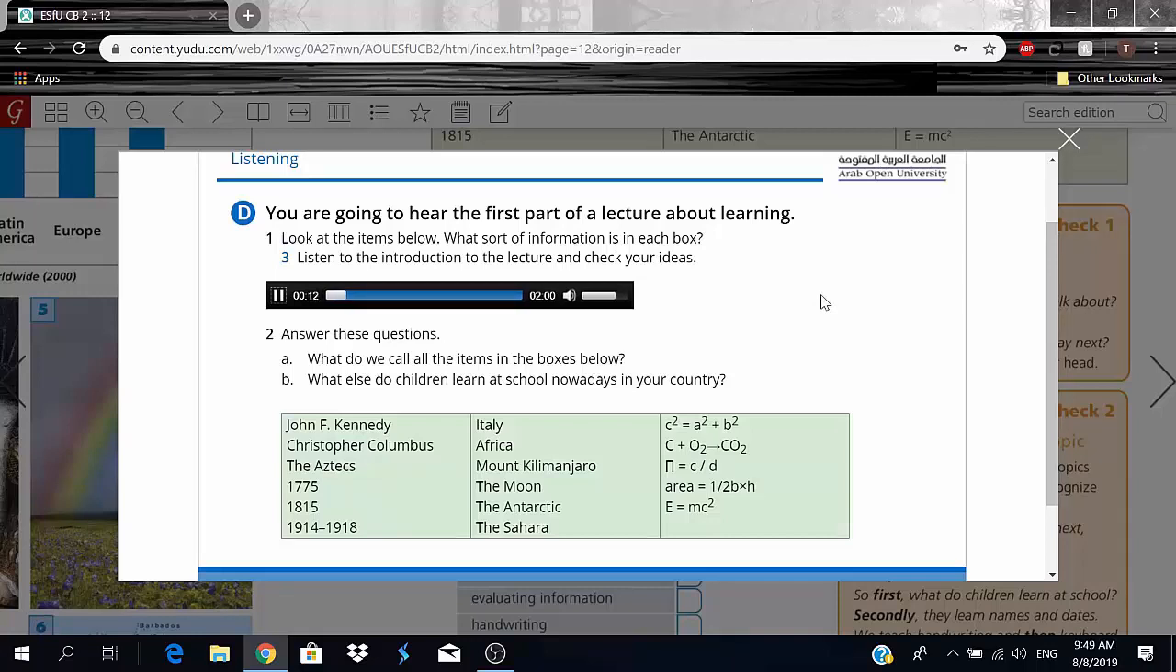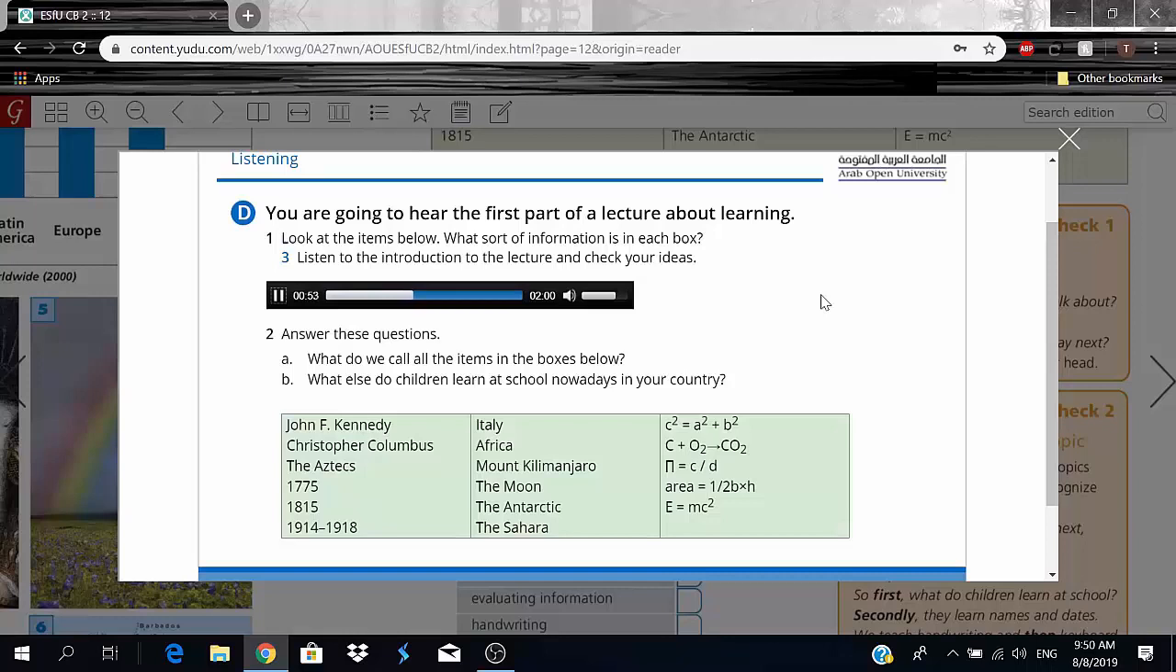Today, I'm going to talk about learning. In particular, I'm going to look at learning at school. Firstly, what do students learn at school? I'm going to talk about the sort of information they learn. Secondly, why do they learn those items? I'm going to discuss the reasons for different items. OK, so first, what do students learn at school? Well, of course, they have subjects, maths, history, geography and science. But what sort of information do they learn in each subject? What knowledge do they learn?